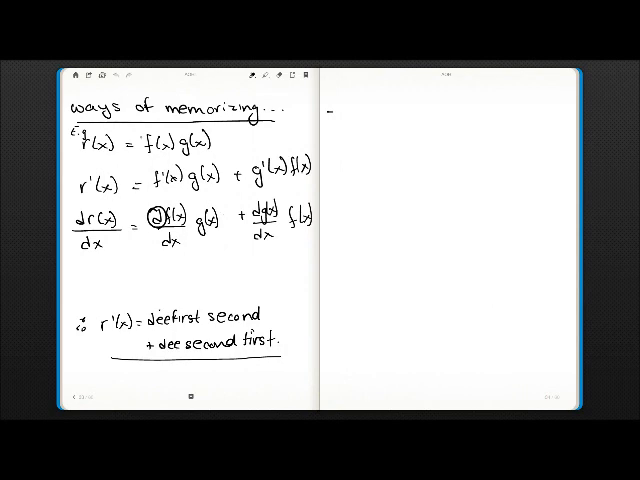So basically here I've written it in a different way using dr of x over dx, and the way I memorized it was: d first second plus d second first. My pen isn't working properly.